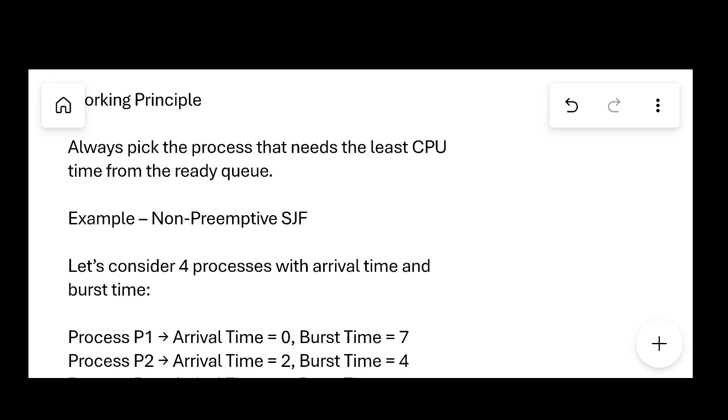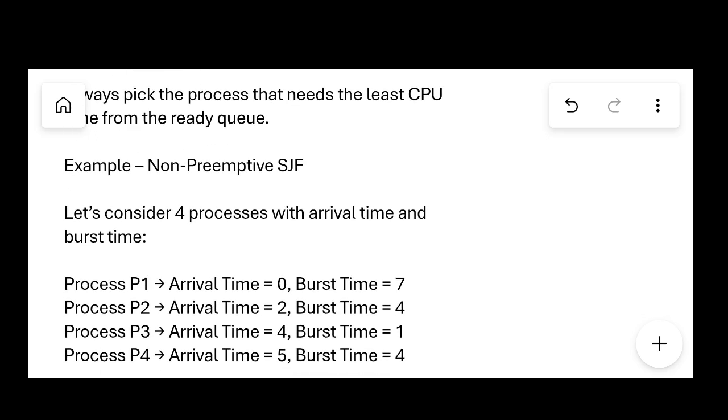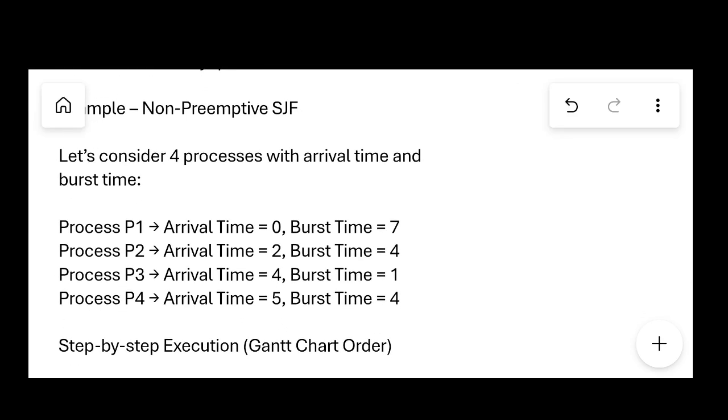Example, non-preemptive SJF. Let's consider four processes with arrival time and burst time. Process P1 arrives at time 0 with burst time 7. Process P2 arrives at time 2 with burst time 4. Process P3 arrives at time 4 with burst time 1. Process P4 arrives at time 5 with burst time 4. Now let's see how they will execute step by step.